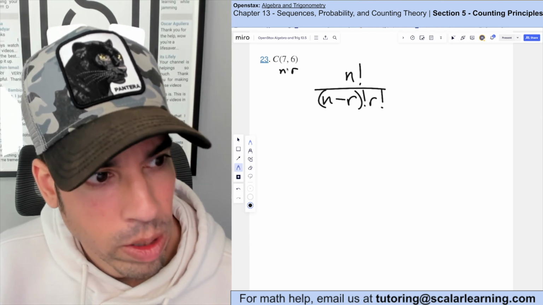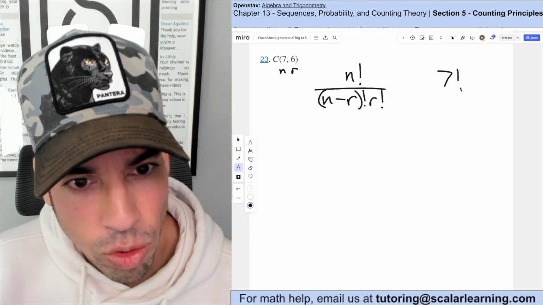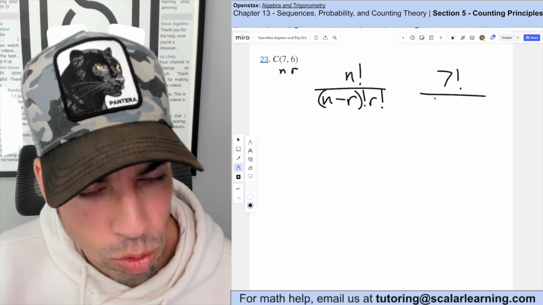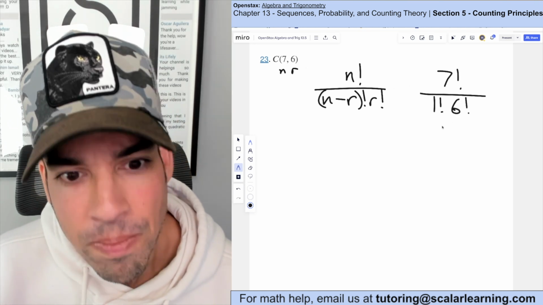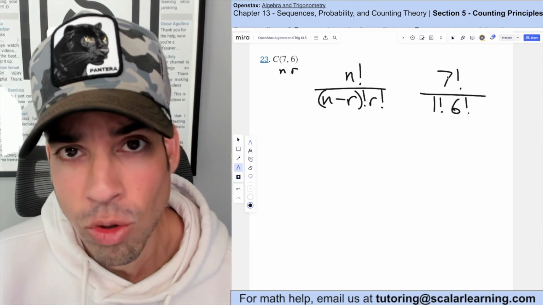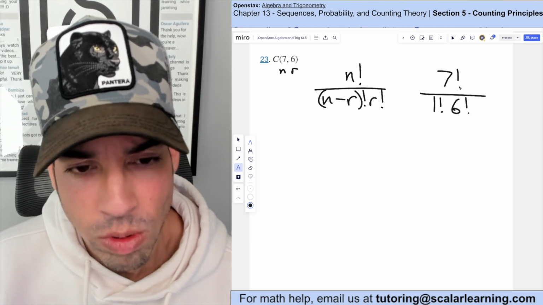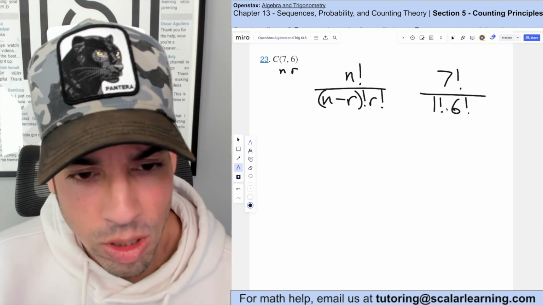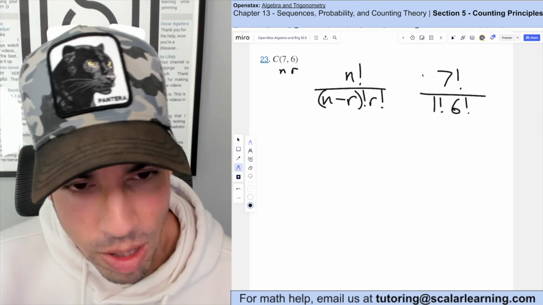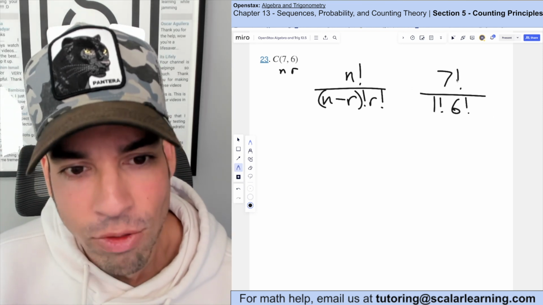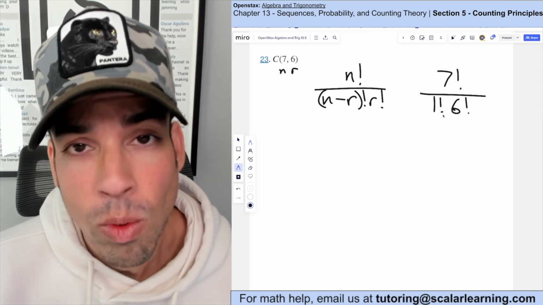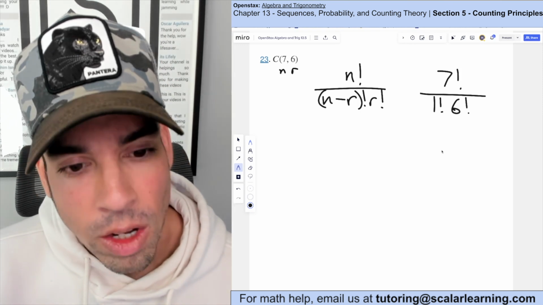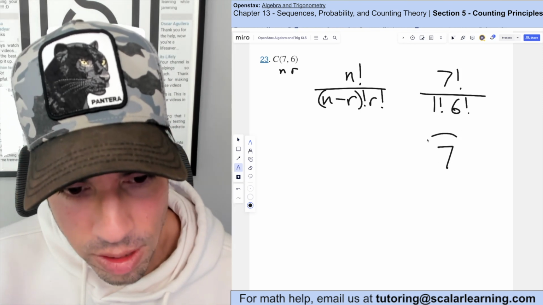Okay, so we've got 7 factorial over 7 minus 6, which is 1 factorial, times r factorial, which is 6 factorial. All right, so right off the bat, I know that 7 factorial is 7 times 6 times 5 times 4 times 3 times 2 times 1. 6 factorial is similar, it's just 6 and down, right? So we can see that everything after 7 is going to cancel out with 6 factorial. We're going to be left with a 7 on top. 1 factorial is, of course, 1. So that means our final answer here is 7.